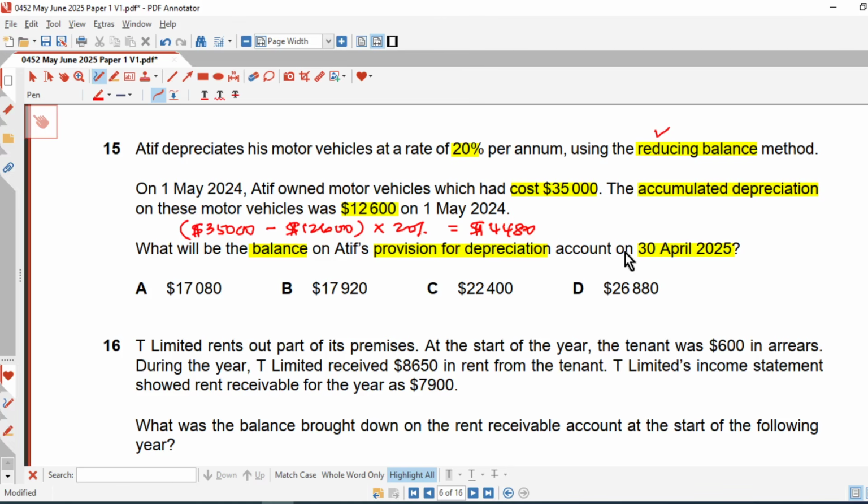$4,480. All right, and from there you're gonna add this 4,480 to the initial 12,600. So you should be getting a balance of $17,080. Simple mathematics.